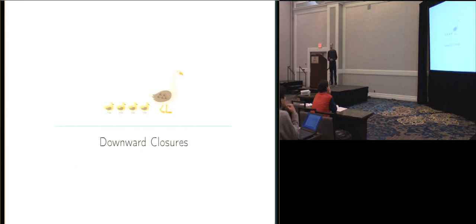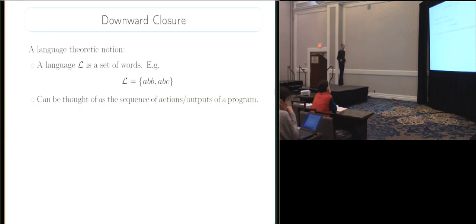So I'll start with the downward closure side of things. Downward closure is a language theoretic notion. We like languages in computer science because we think of languages as being, say, the set of traces of our program. So a language is a set of words, and if we have a program, then we look at the set of things that program can do as being a set of traces. All of the actions that it can do defines a language.